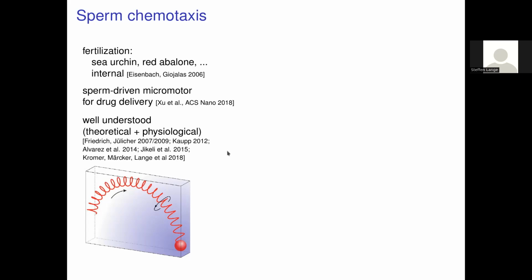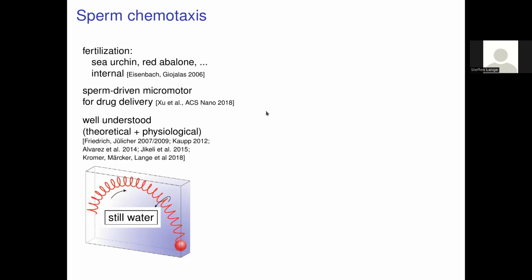Sperm chemotaxis has been intensively studied for the external fertilization of marine invertebrates, for instance, sea urchin and red abalone. But it has also recently caught attention in the context of drug delivery. The mechanism of sperm chemotaxis is well established in the literature, both on a theoretical and physiological level. In fact, there exists a model to simulate sperm behavior numerically. However, this work focused predominantly on idealized conditions of perfect chemical gradients in still water.